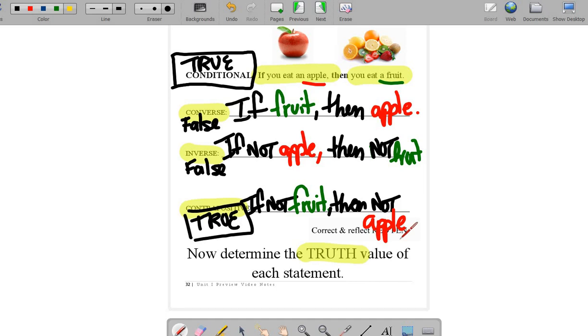If the conditional is true, only the contrapositive is forced to be true. The other two are what are called maybes. Sometimes they're true, sometimes they're not. Okay, so if the conditional is true, only the contrapositive is forced to be true. The other two are only sometimes.